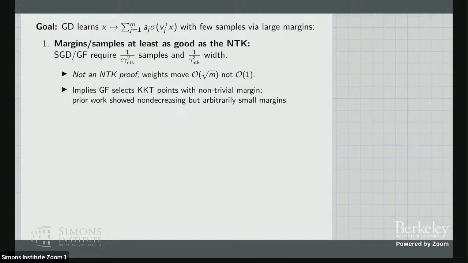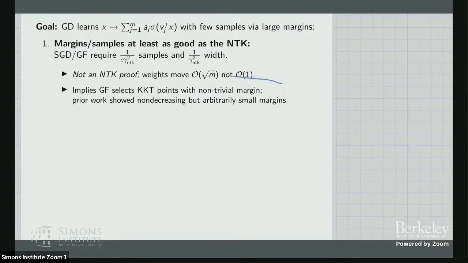One, I exit the NTK. One of the ways to formally define the NTK is that you stay within Frobenius norm one of your initialization. One of the steps of my proof is that the norm of the first gradient is square root m, the square root of the width. I exit the NTK, in that formal definition, in the first step. So that's one of the twists.